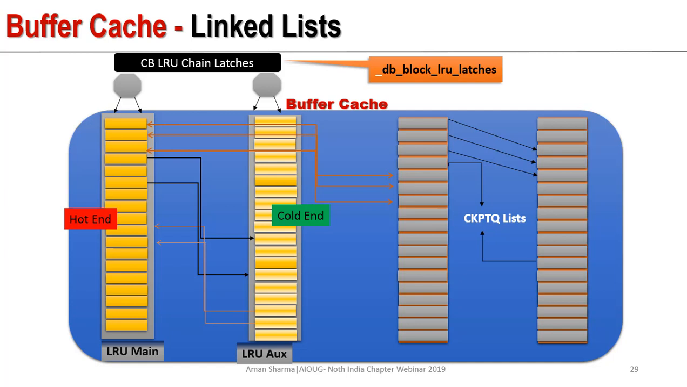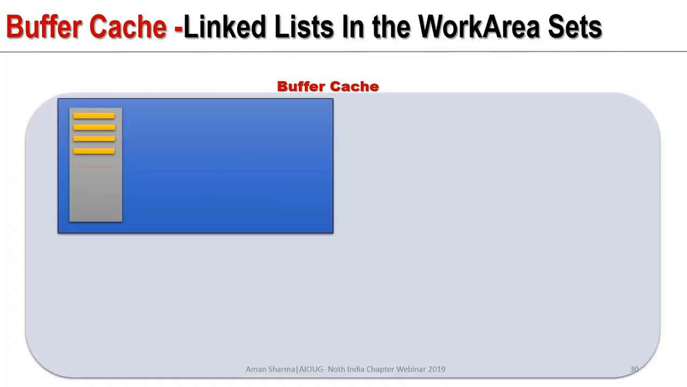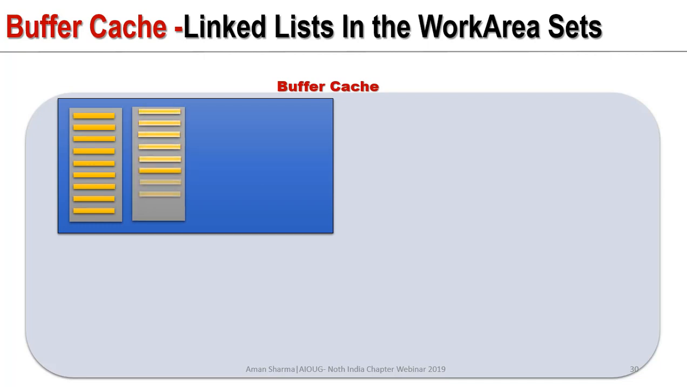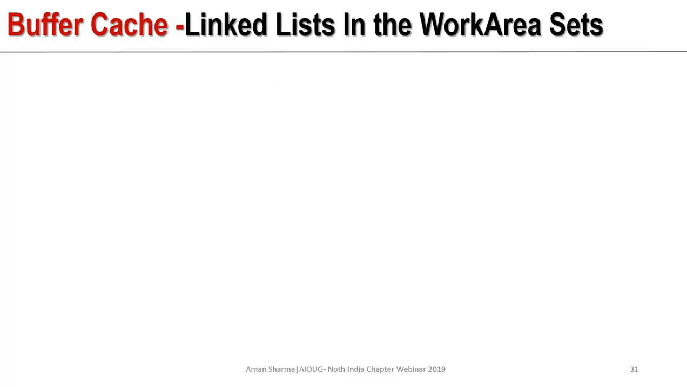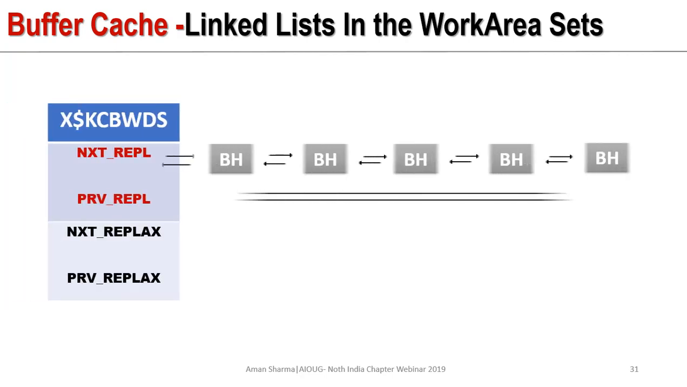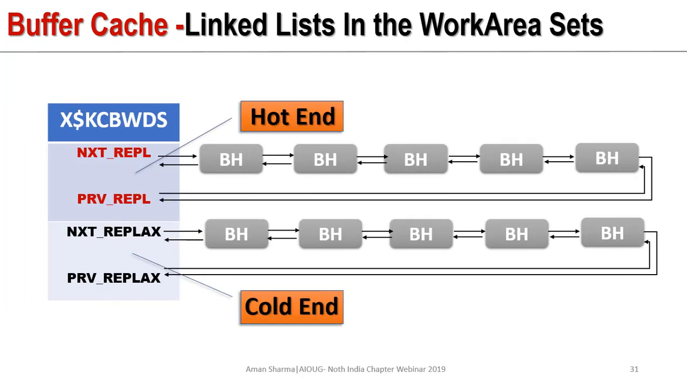Obviously you can change it if you want to, and this is the structure available to you across all the work areas. One work area contains these linked lists, and similar linked lists are available across all the work area sets in our buffer cache. The linked lists in the buffer cache are exposed in the table $KCB WDS, which has the main list exposed as the next and PRV replacement list, and the auxiliary list exposed as the cold list.